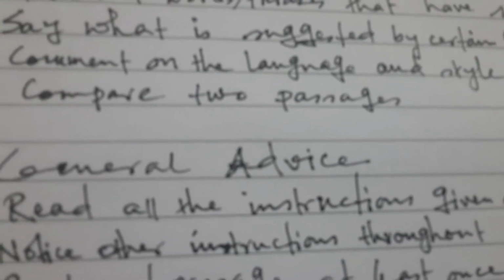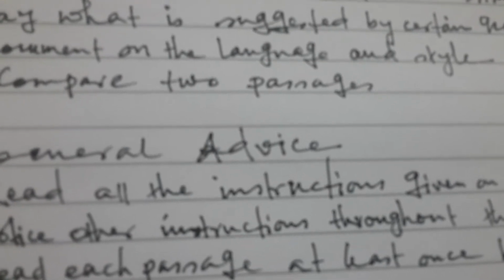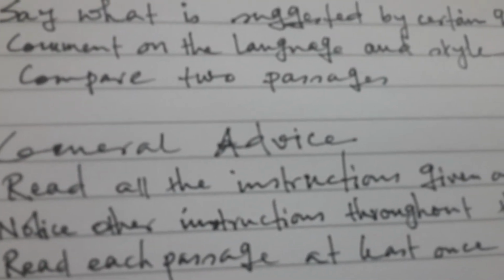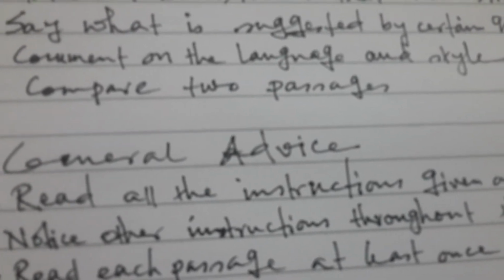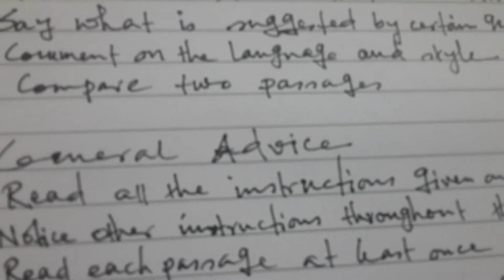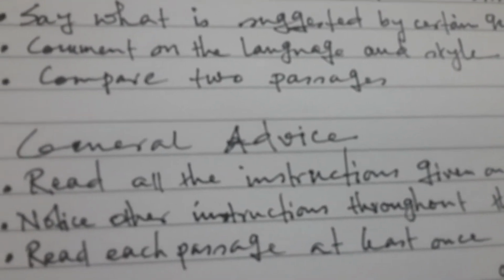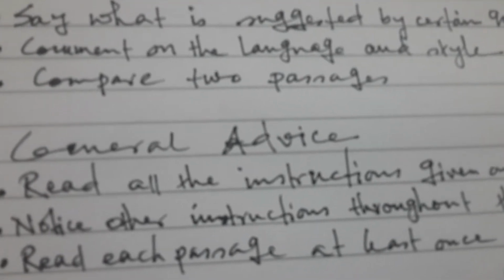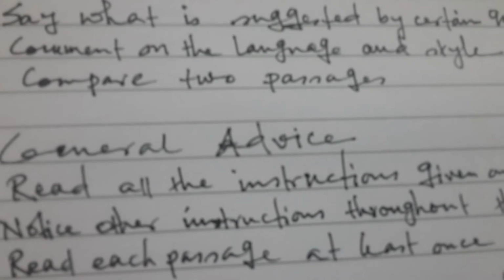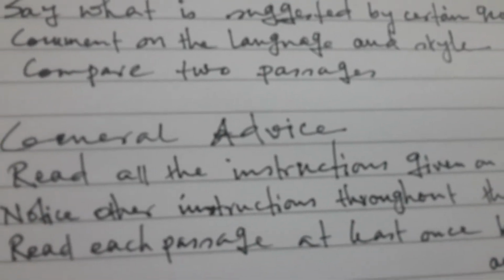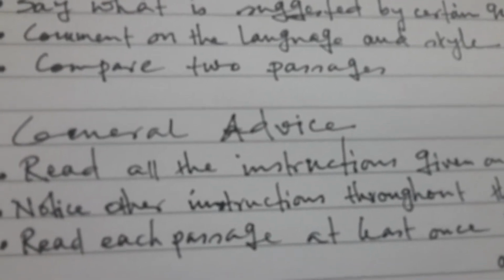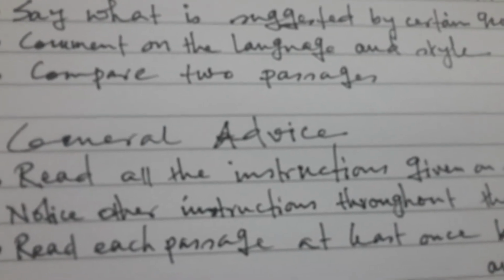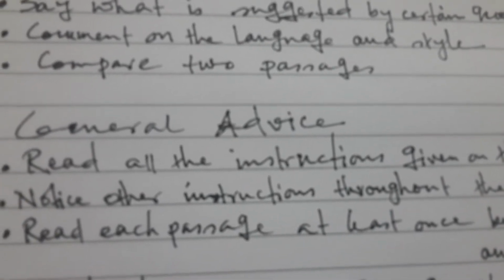The next type, comment on the language and style. By this question I mean sometimes, as was in the January 2005 paper, they might ask you to take out 2 extracts, 2 sentences, and comment on how those sentences are effective, or the description given there is lively. In such cases, you have to notice the writer's use of words and devices and comment on that.